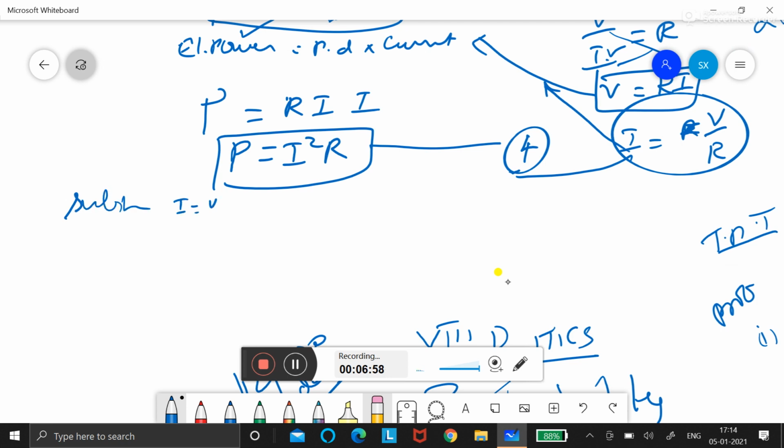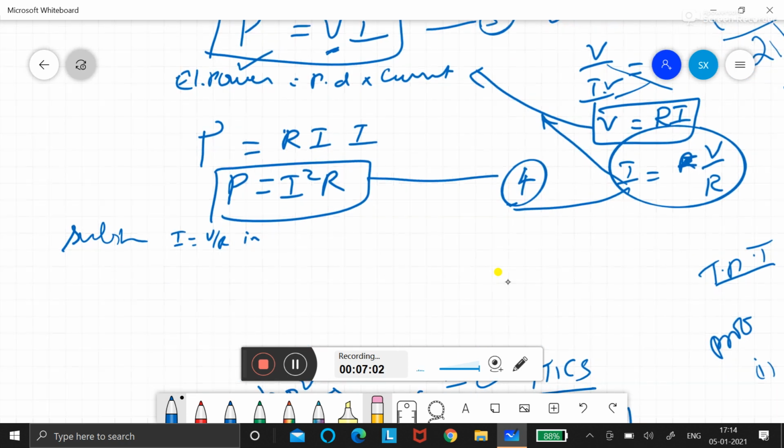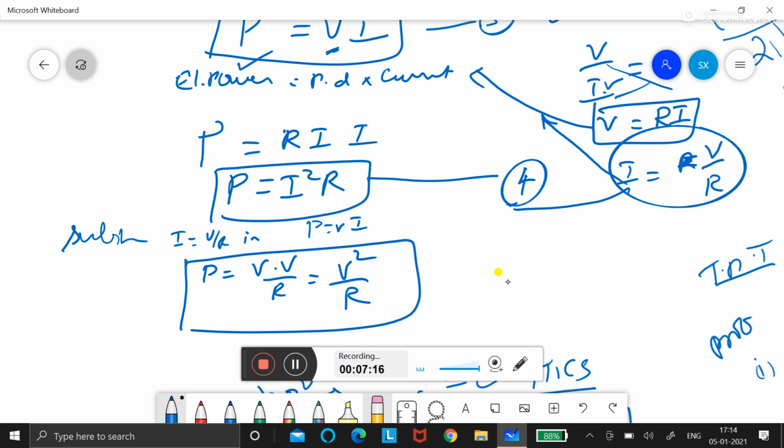Substitute I is equal to V by R in the first equation. What is the first equation? P is equal to VI. Substitute. So P is equal to V into V by R, so you get V square by R. So this is the third equation. So we have three equations to do the problems. One is P is equal to VI, another one is P is equal to I square R, another one is P is equal to V square by R. Okay, keeping these three equations in mind, we'll be doing the sums.